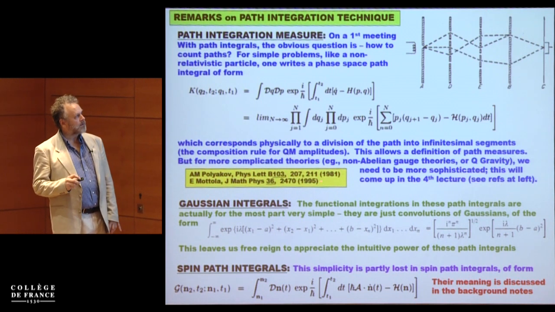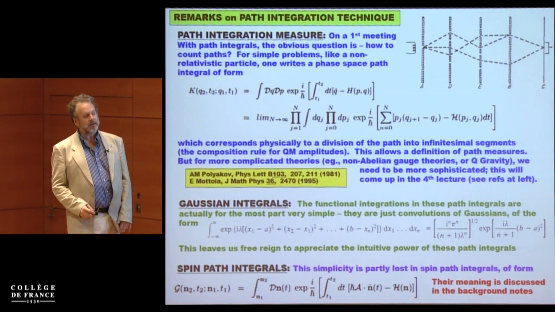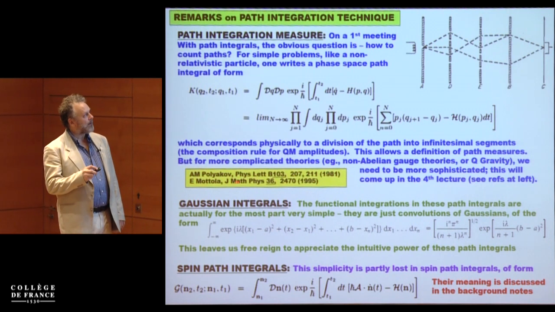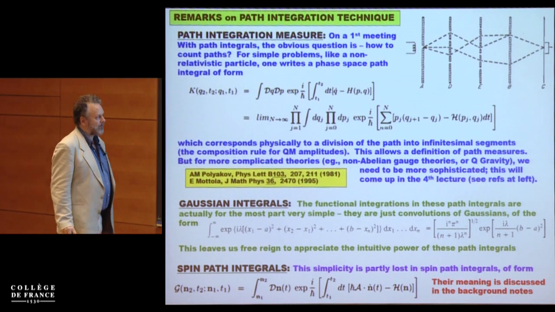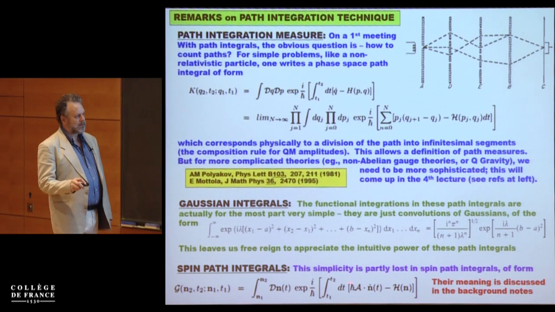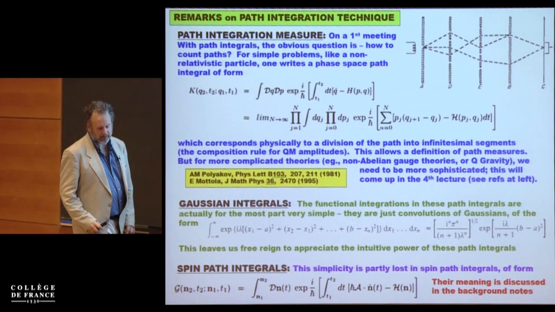Now, actually, when we go to gauge theories or to quantum gravity, we have to be more sophisticated about defining this measure. And if people want to read ahead, these are three nice articles about that. Now, these integrals turn out to often be very simple. They're just Gaussian integrals, except when you deal with spins. And there the path integral is more complicated, and I'll discuss that later.